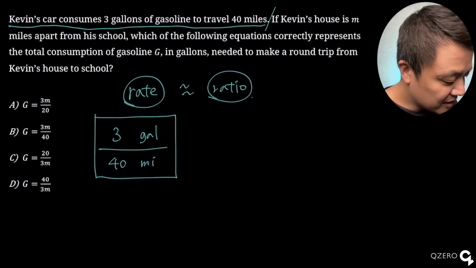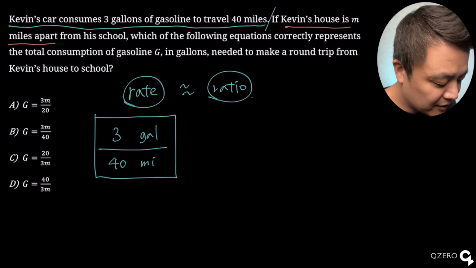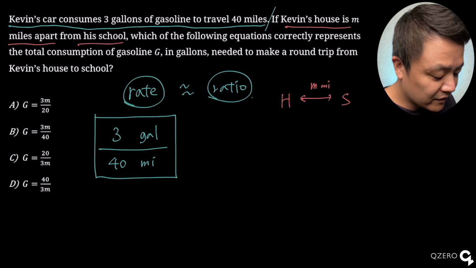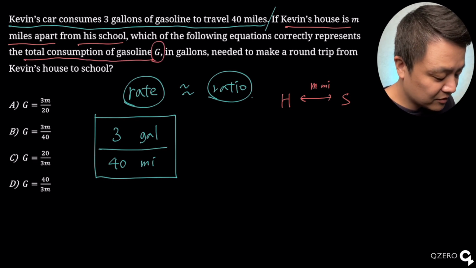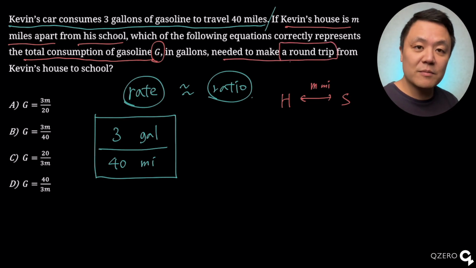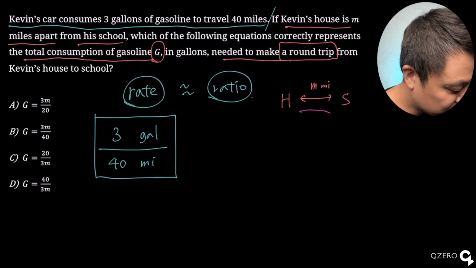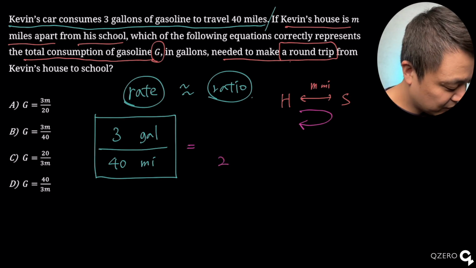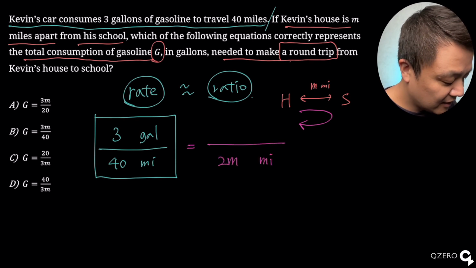mile. The question says Kevin's house is m miles apart from his school. So let's say we have a home, we have school, and they are m mile apart. And we're looking for total consumption of gasoline G in gallons needed to make a round trip. Since the distance between home and school is m mile, to make a round trip, he has to drive 2m miles, right? So put 2m miles here, and let's put G gallon of gasoline here.